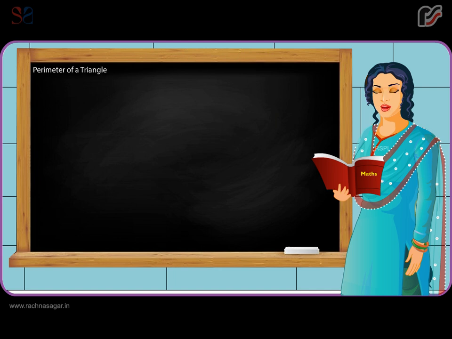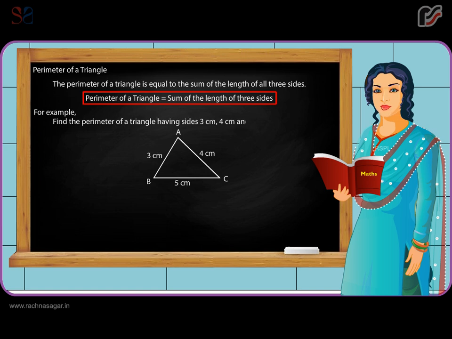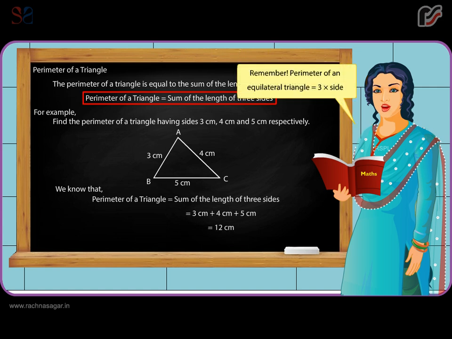Perimeter of a triangle. The perimeter of a triangle is equal to the sum of the lengths of all three sides. For example, find the perimeter of a triangle having sides 3 cm, 4 cm and 5 cm respectively. We know that perimeter of a triangle is equal to sum of the length of three sides. 3 cm plus 4 cm plus 5 cm is equal to 12 cm. Remember, perimeter of an equilateral triangle is equal to 3 into side.